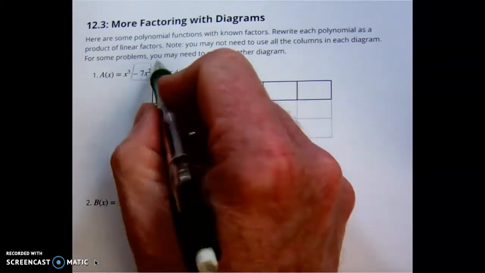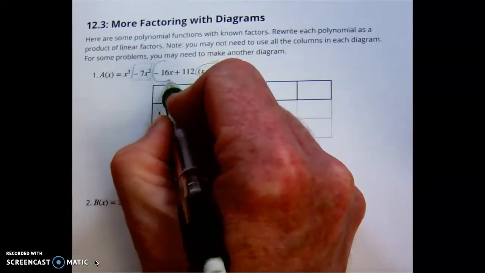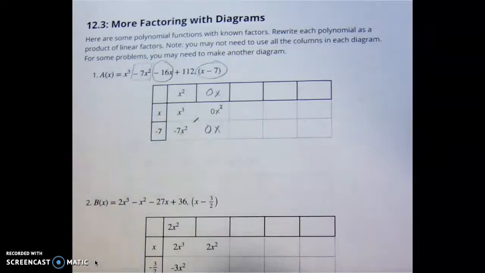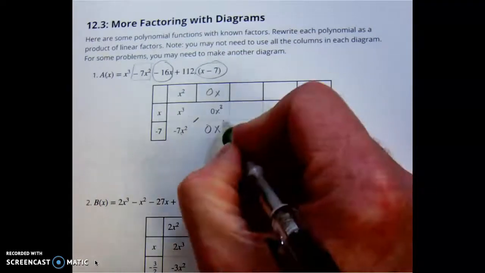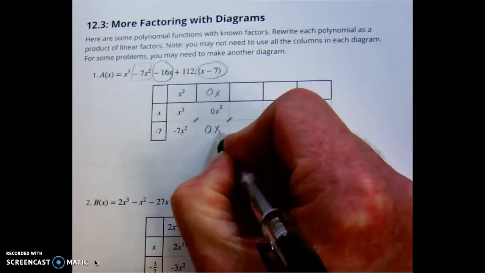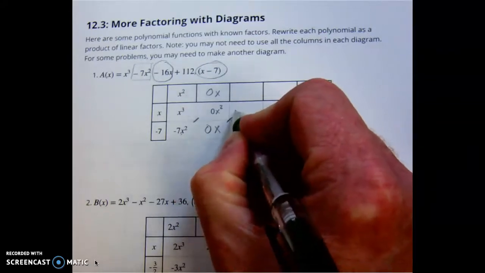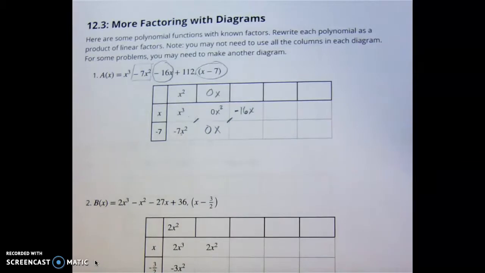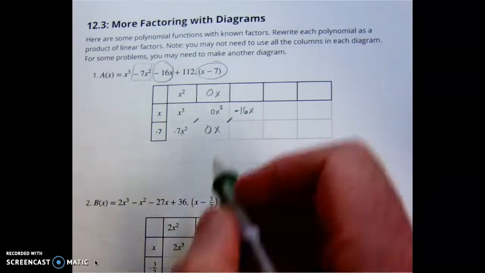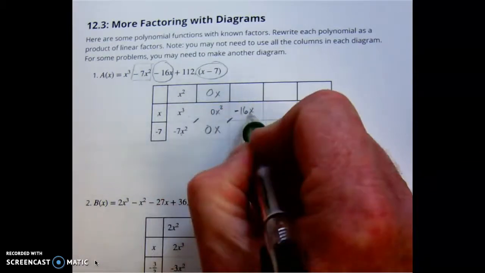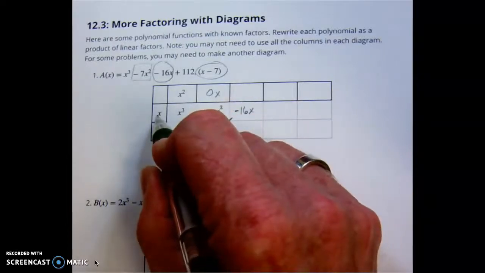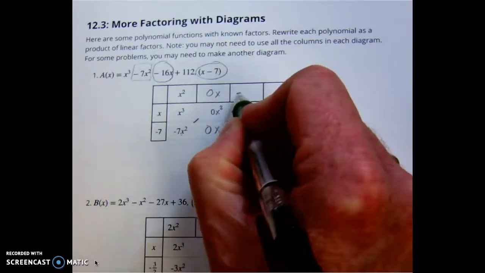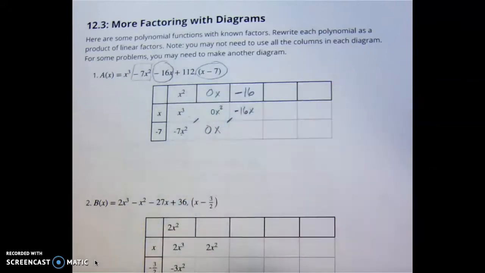Now I go back to my polynomial. My x term is negative 16x. So what do I have to add to 0x to get negative 16x? Well, I have to add a negative 16x to it. Now we're set up, we can divide again. We can divide the x off because it's already a factor, and we're left with negative 16.